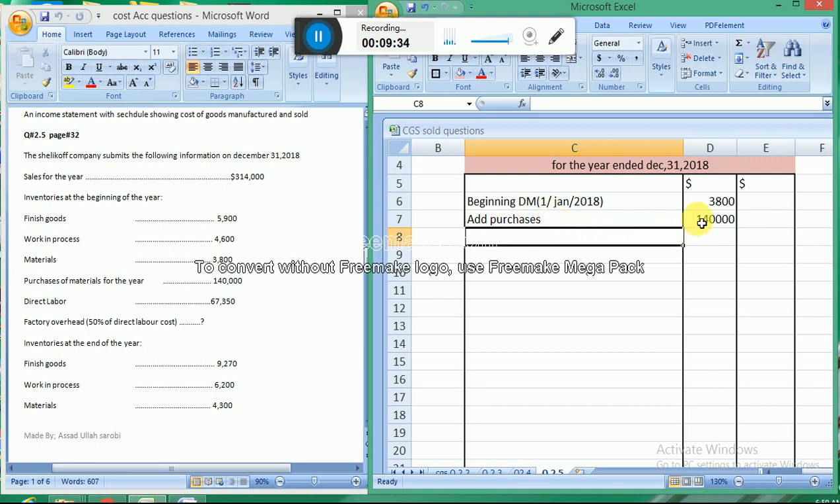It means that this is net purchases. So now we will add both the materials. This is the 3,800, the direct material of the 2017 remaining, and the 1,40,000, these are the materials of the 2018.